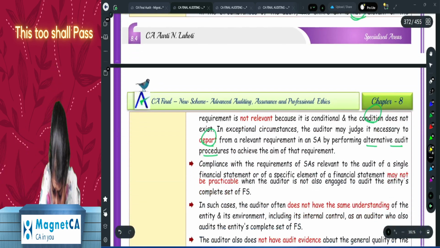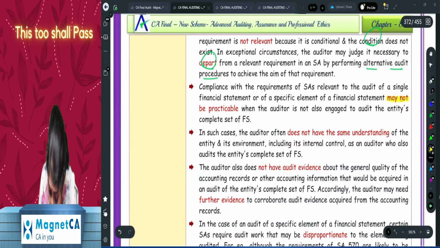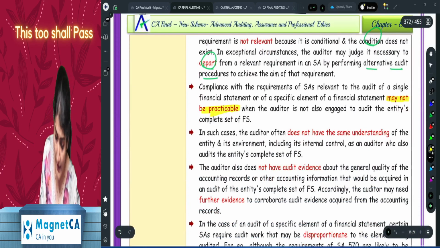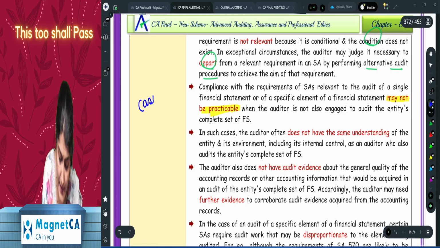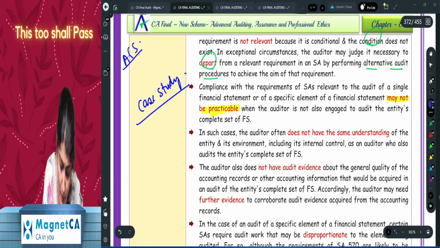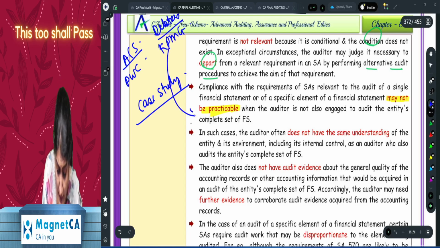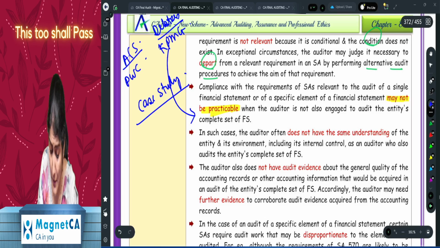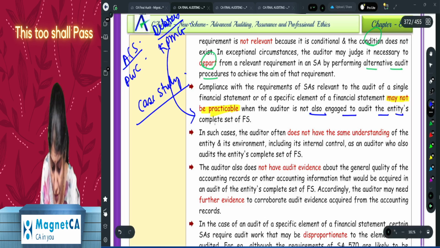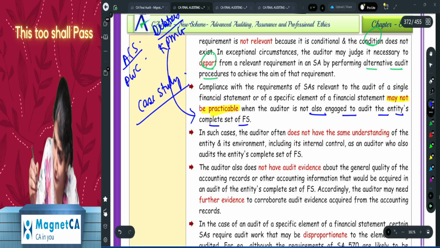What does it say? Such type of an engagement may not be practicable. And so this is where they are asking the case study in your exams. Okay, entire financial statement, say who is auditing? PwC, and say to do the audit of debtors who they've appointed? KPMG. So what KPMG may consider, it may not be practicable to do the audit when he is not engaged to audit the complete set of financial statements.